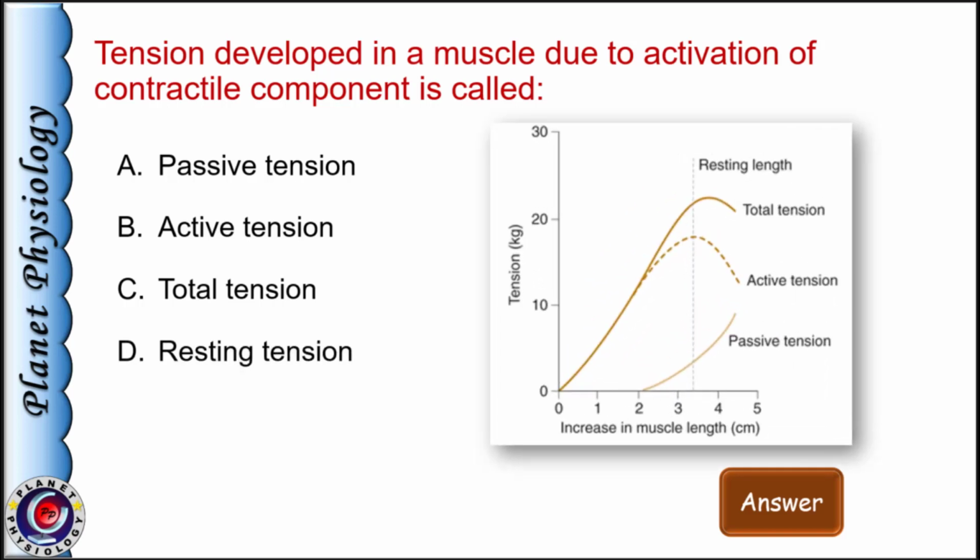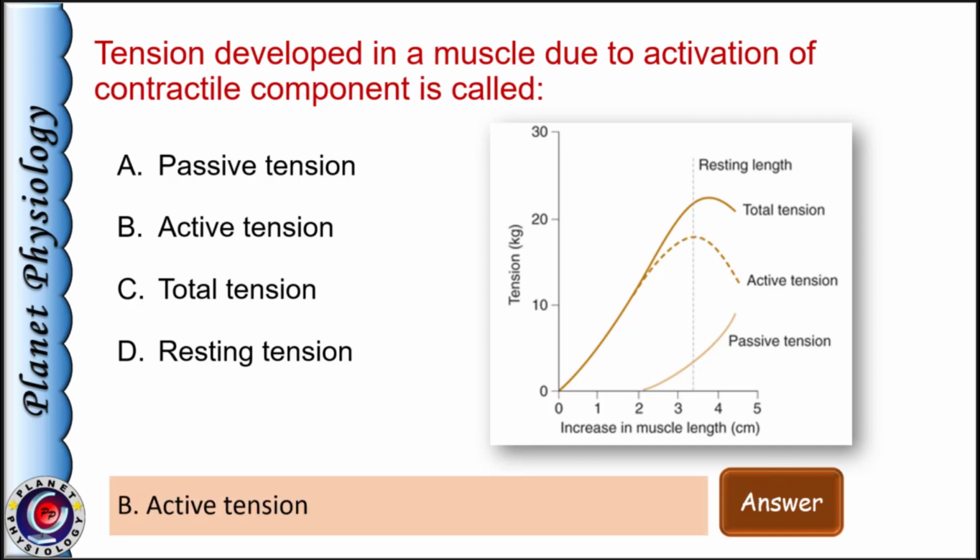Okay, let us study this diagram again. Passive tension is the tension developed in an unstimulated muscle. And as indicated in this part, passive tension increases as the muscle is stretched passively. When the muscle is stimulated, we record total tension. This particular graph indicates total tension. The difference between total tension and the passive tension is the amount of tension actually generated by the contractile process and is called active tension. Hence, option B, active tension, is the correct answer.